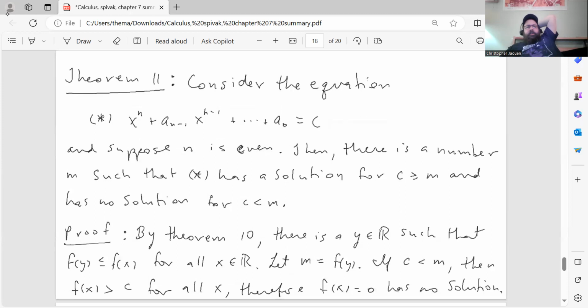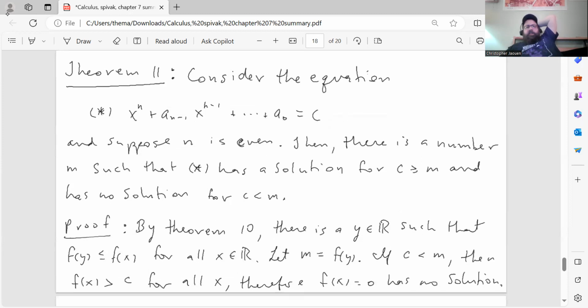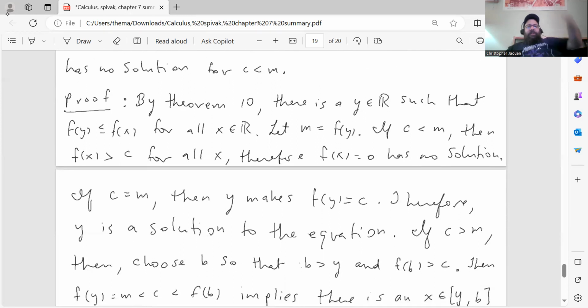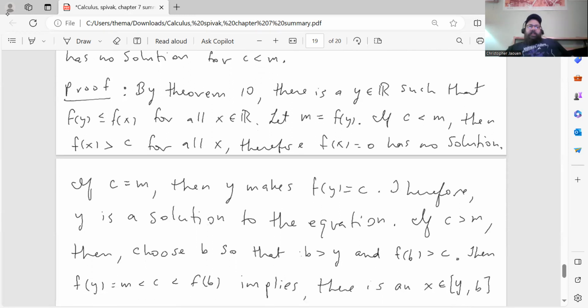All right, here's the last theorem in the chapter. Theorem 11: consider the equation x to the n plus a sub n minus 1 times x to the n minus 1 plus dot dot dot plus a0 equals c. Suppose that n is even. Then there's a number m such that this equation has a solution for c greater than or equal to m and has no solution for c less than m. This one is relatively straightforward compared to the last two that we did, but here we go.